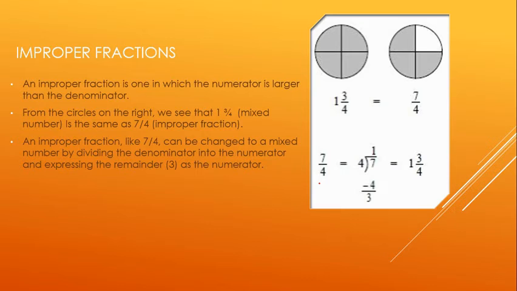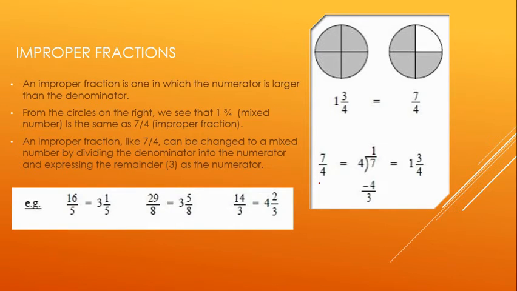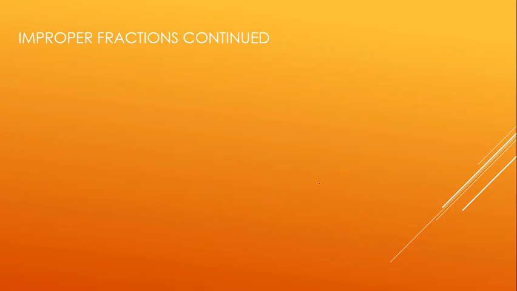improper. Okay? An improper fraction like 7 over 4 can be changed to a mixed number by dividing the denominator into the numerator and expressing the remainder 3 as the numerator. So you can take 16 over 5. You'll notice it'll turn into a mixed number 3 1/5. 29 over 8 changes into 3 5/8. And 14 over 3 changes into 4 2/3.